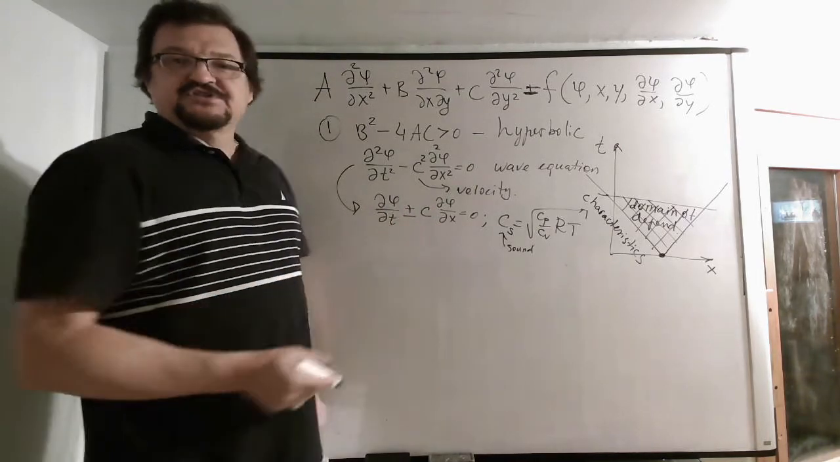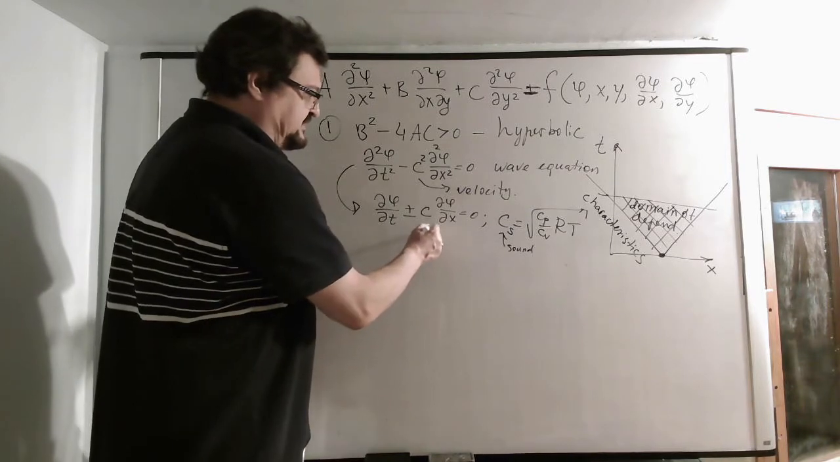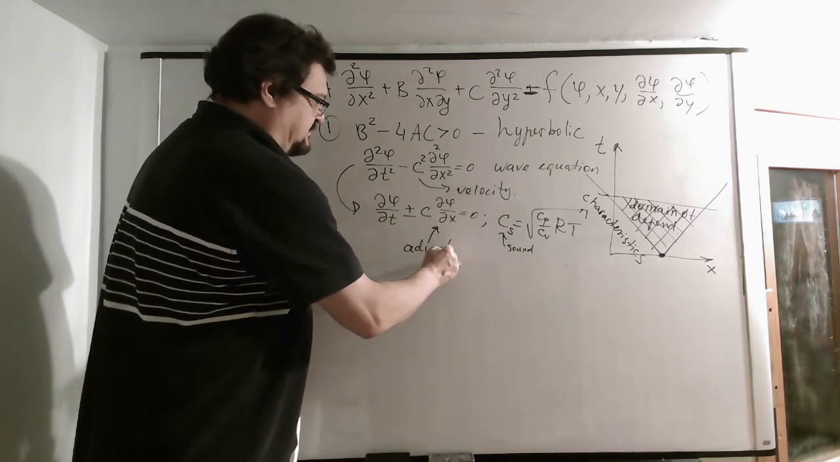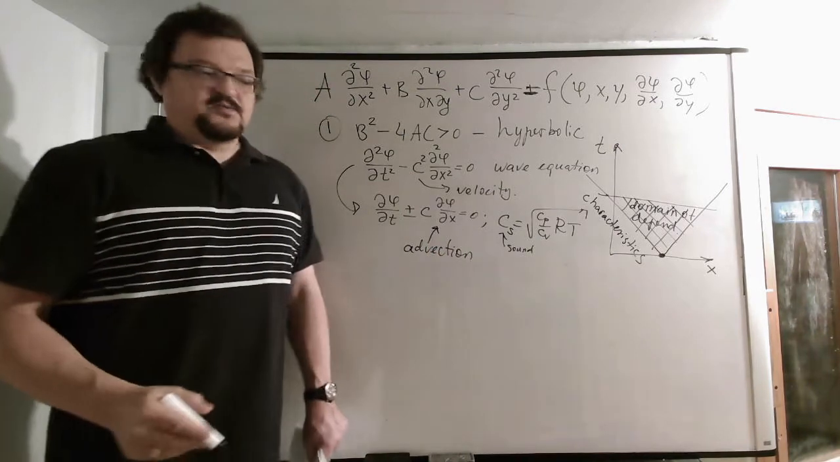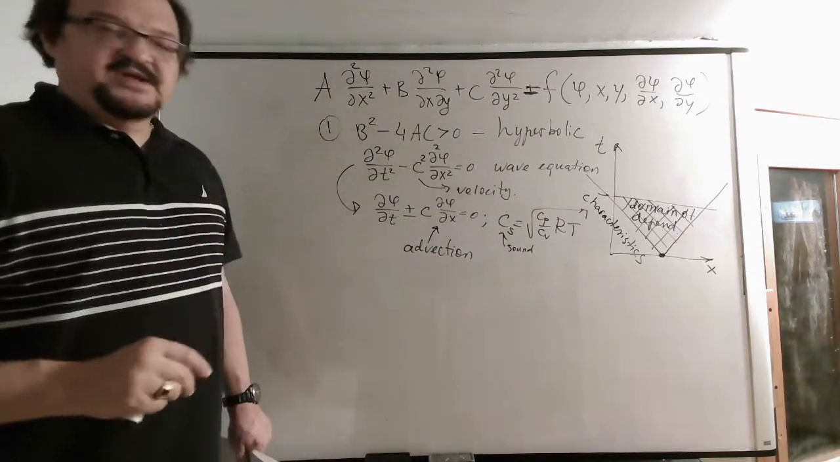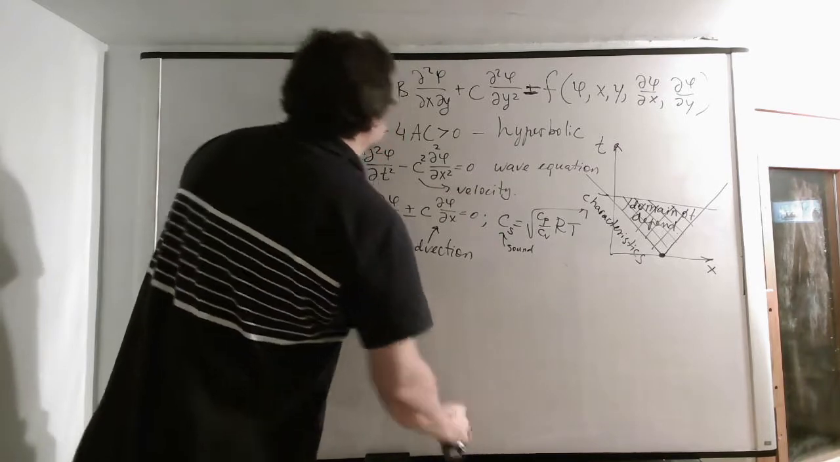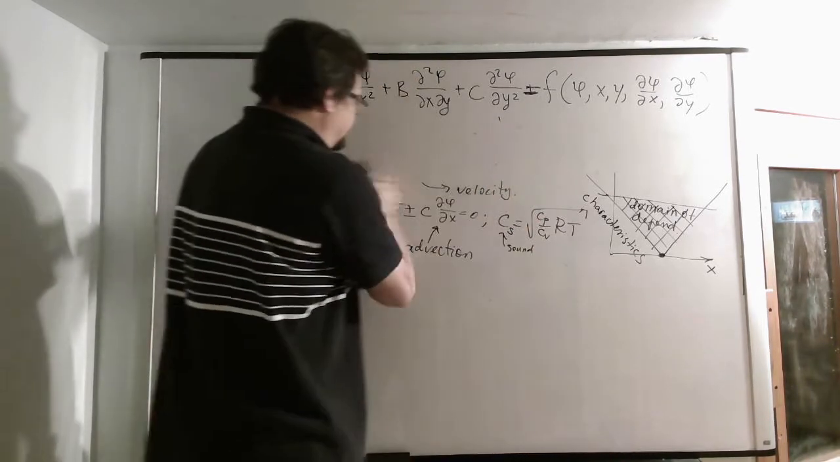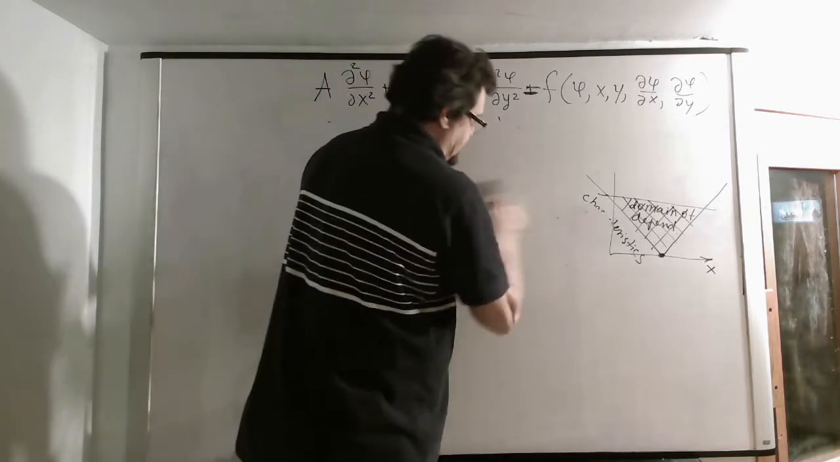So basically it's the advection equation. Advection equation, that's a hyperbolic equation, and it requires certain numerical methods for this particular type of scheme, type of differential equation.